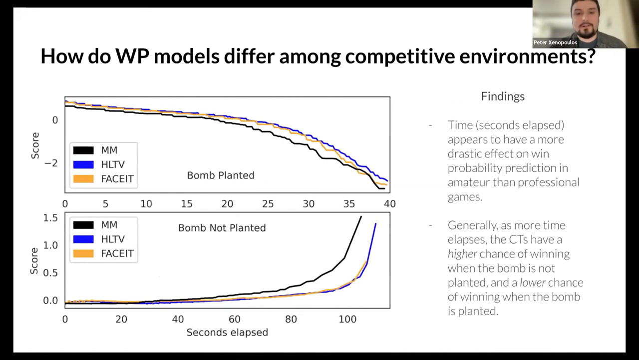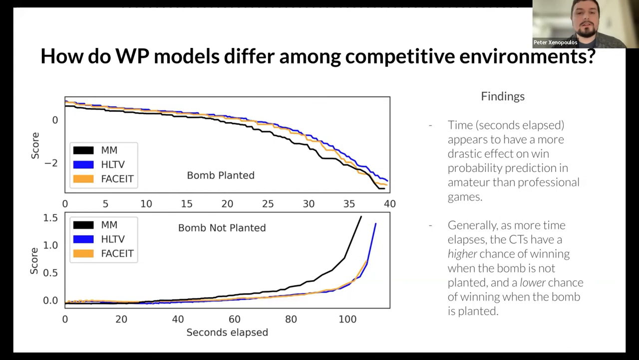And so this last interesting relationship that we note is the issue of time. How does time affect the win probability? We have two situations, one where the bomb is planted, another where the bomb is not planted. So when the bomb is not planted, the more time that elapses, the more likely the CT side is gonna win. Just like when the bomb is planted, the more time that elapses, the more likely the T side is gonna win. That's because when the bomb is planted, it'll explode after 40 seconds. And when the bomb isn't planted, the round will end after a little bit over 100 seconds, I believe like 115 perhaps.